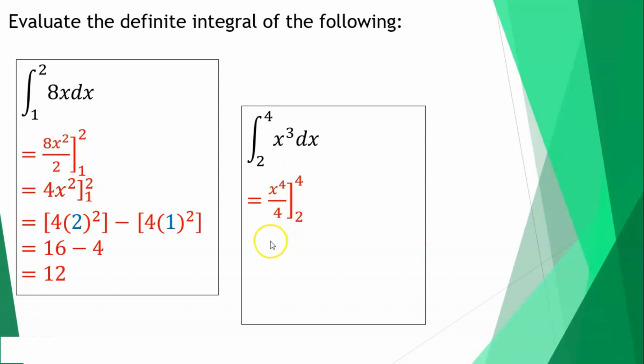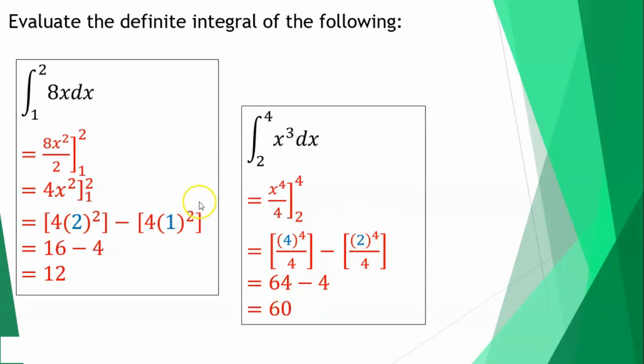So at this point, we substitute. So this would become 4 to the power 4 over 4 minus 2 to the power 4 over 4. So this one, 4 to the power of 4 divided by 4. So that's actually 4 cubed. So that would become 64. And this one here, it's 16 divided by 4. So minus 4. So the result here is 60.